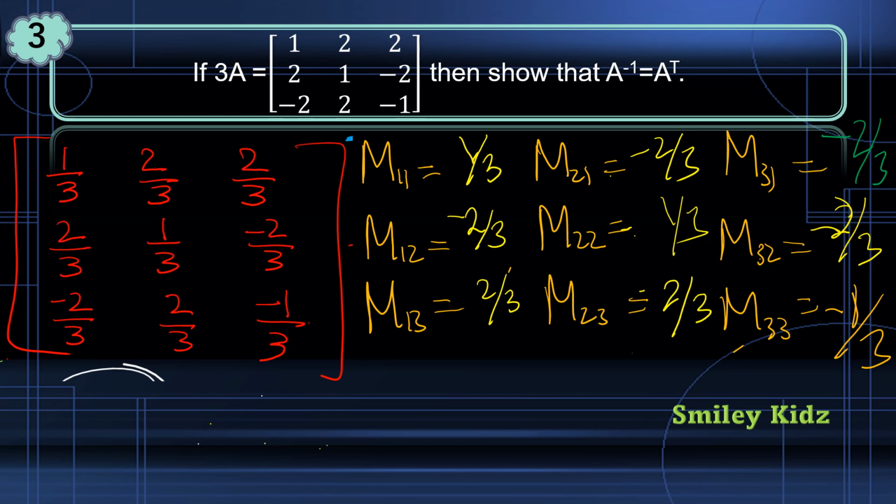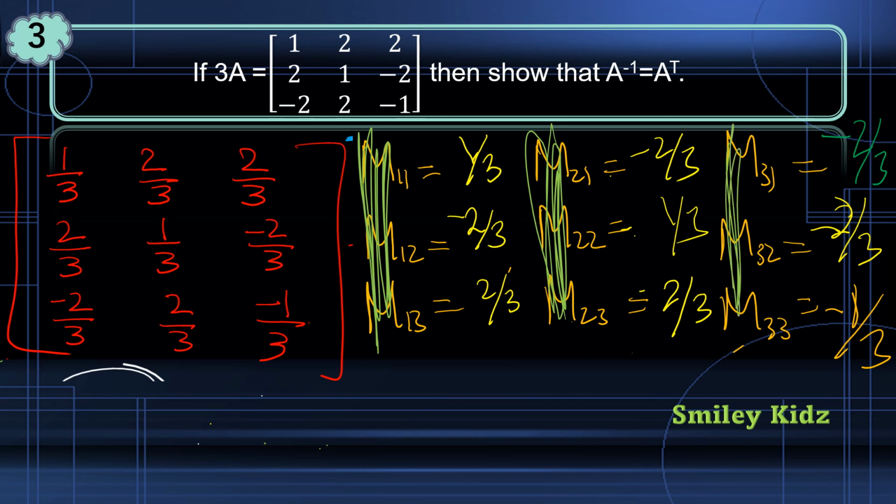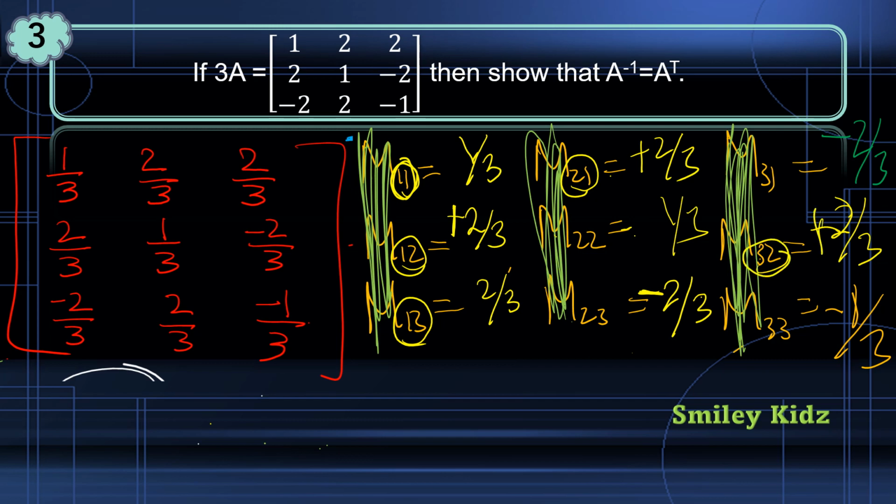If I need to find out the cofactors, let me quickly erase all of this. Alright, let's make our task easy. 1 plus 1 is 2. It will remain the same, 1 by 3. Here it will change to plus 2 by 3. Here it will remain the same. This is going to be plus 2 by 3. Here it will remain the same. Here it's going to be minus 2 by 3. Fine. Then this right over here will remain the same. And this will become plus 2 by 3 everybody. Not minus 2 by 3. Because these are the cofactors, not minors. Now, this will remain the same as it is.